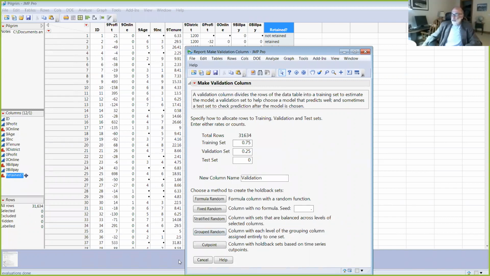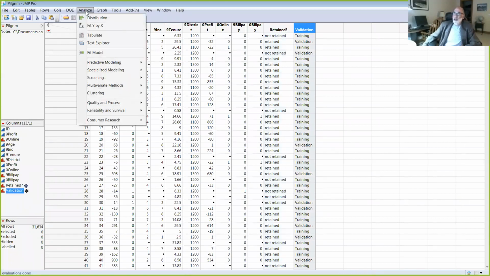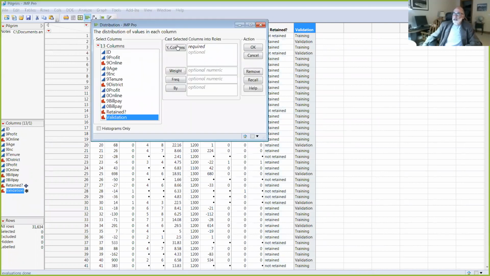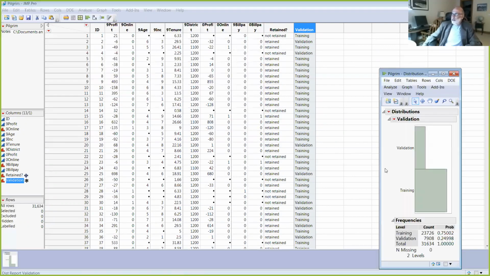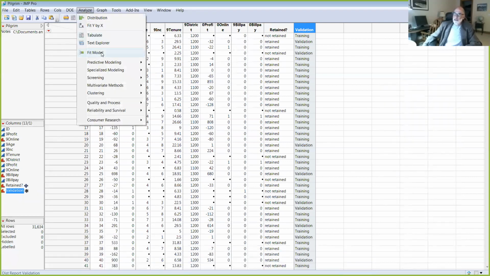So let's go, let's see, we don't need a formula, we'll do a fixed random set. So it has now used a random number to create this set, but the validation set is now 25% of the data and 75% is training. So let's see what a decision tree looks like.